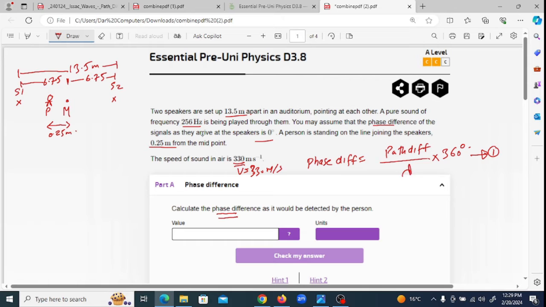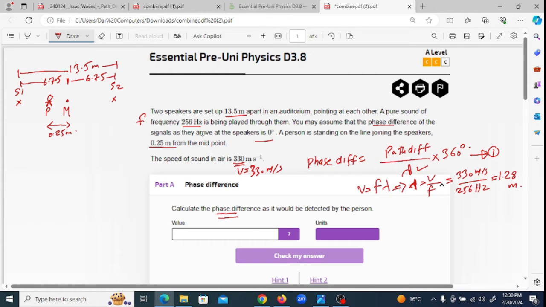So wavelength can be found using the speed and the frequency. Because speed is given and frequency is given, we can use v is equal to f lambda, or lambda is equal to v over f. If we divide speed v, that is 330 meter per second, by the frequency, that is 256 hertz, we get the wavelength lambda equal to 1.28 meter. So we have the value of the wavelength, and we need the path difference as well.